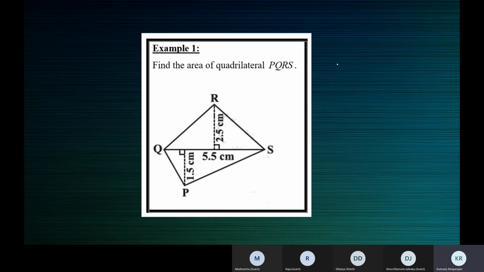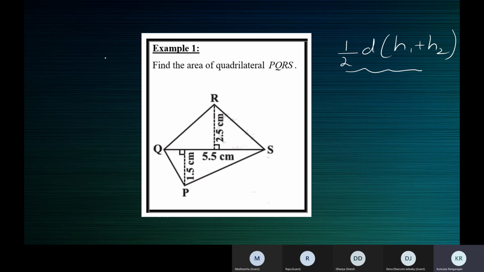Now the formula to find the area of a quadrilateral depends on the information given to us. In this case, to find the area of the quadrilateral, we could use this formula, half d into h1 plus h2. Or you can use the formula to find the area of a triangle. What is the formula to find the area of a triangle, children? 1 by 2 base into height, ma'am. Half base into height.